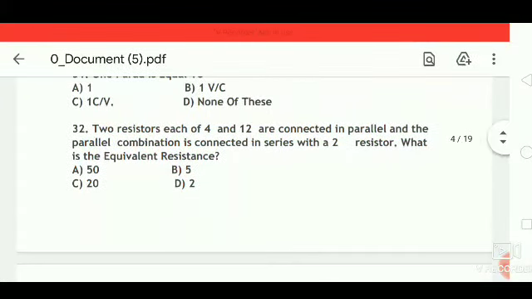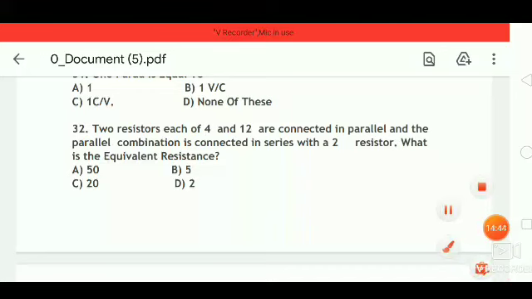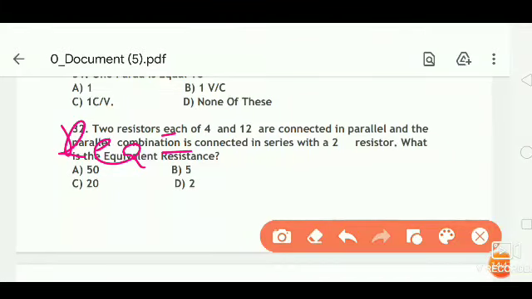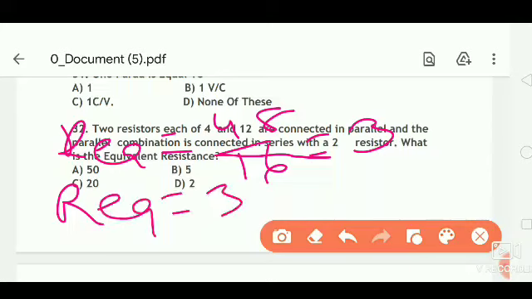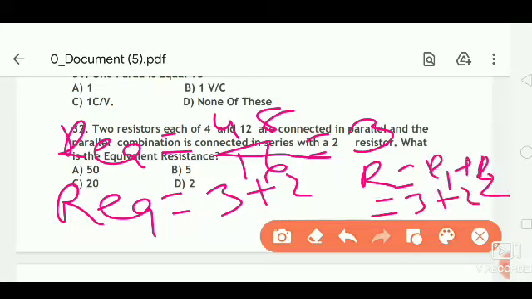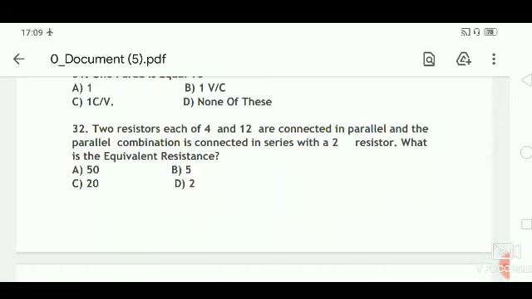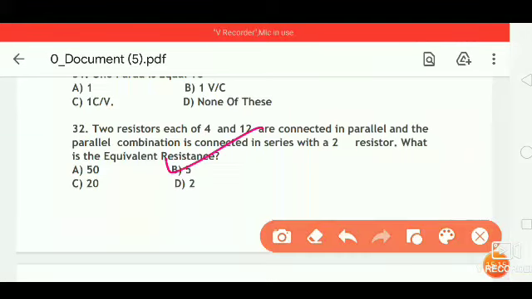So for the parallel we get 48 by 16, which is 3. And the 2 ohm is in series. So R equivalent equals 3 plus 2. For series we know R equals R1 plus R2. So 3 plus 2 gives 5 ohm. So the answer is 5 ohm, B.